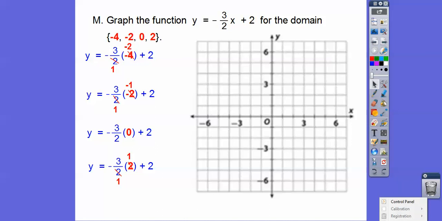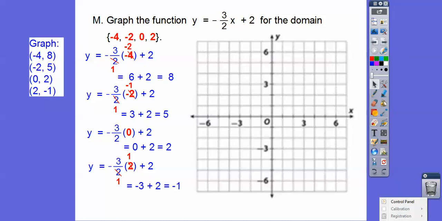and so you'll see I'm canceling that. So here we have negative 3 times negative 2 is a positive 6. 6 plus 2 is 8. Here we have negative 3 times negative 1 is positive 3. 3 plus 2 is 5. So anyways, we get those y values. So we're going to graph these ordered pairs right here.